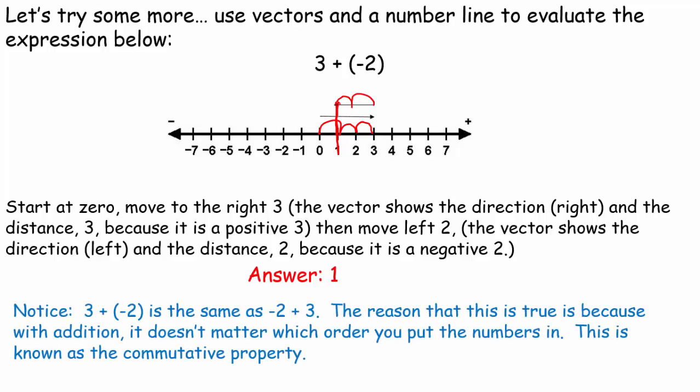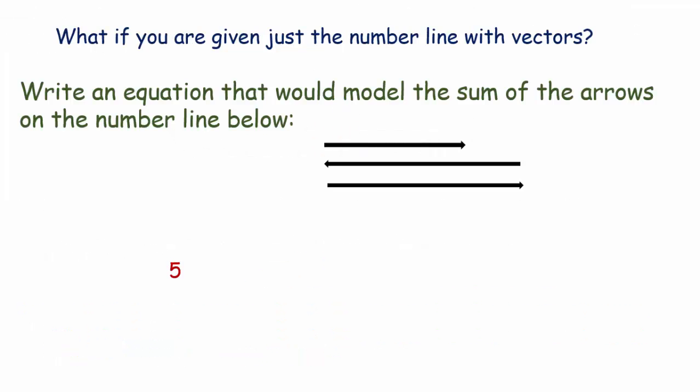Now notice this. 3 plus a negative 2 is really the same as what we saw before, negative 2 plus 3. The reason that this is true is because with addition, it doesn't matter which order you put the numbers in. This is known as the commutative property. Hopefully this recalls some of that from 6th grade. I think it's 6th grade.